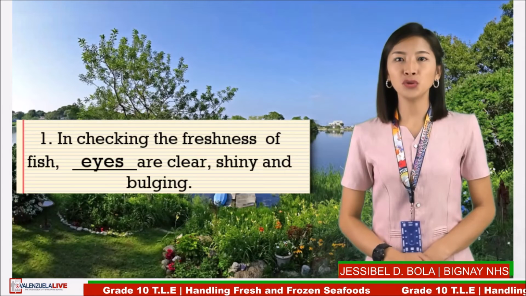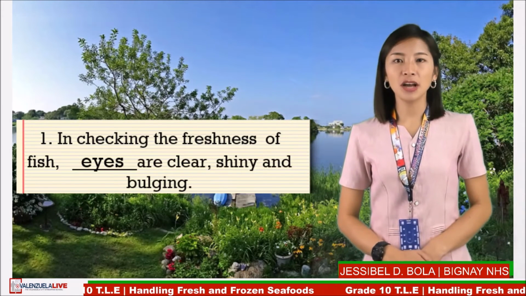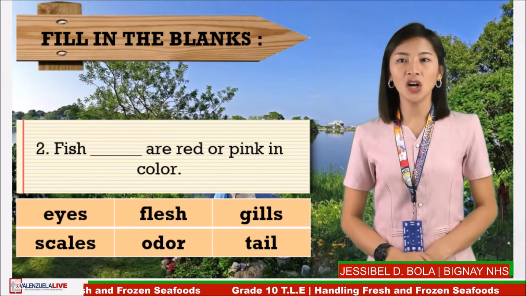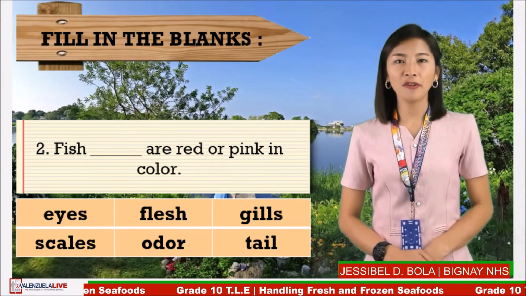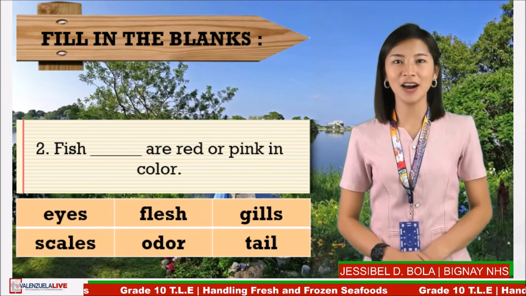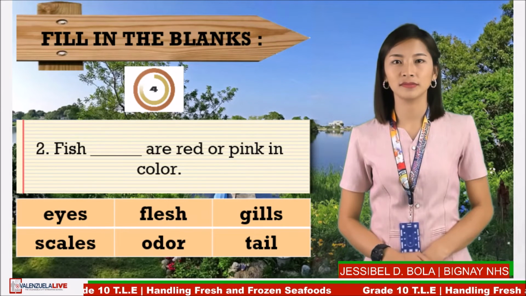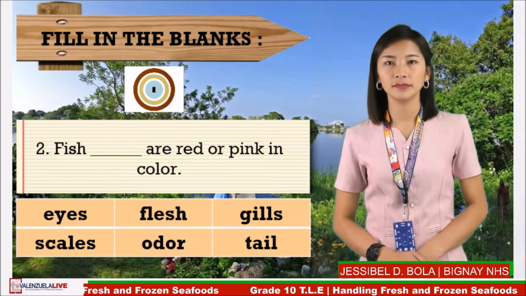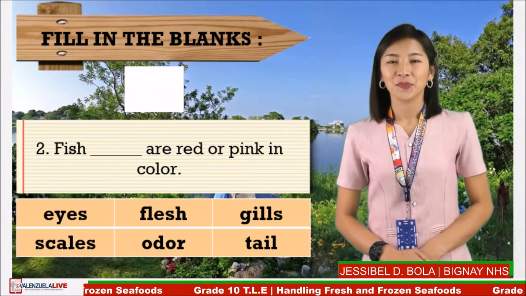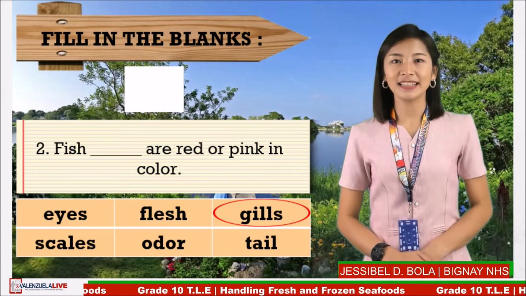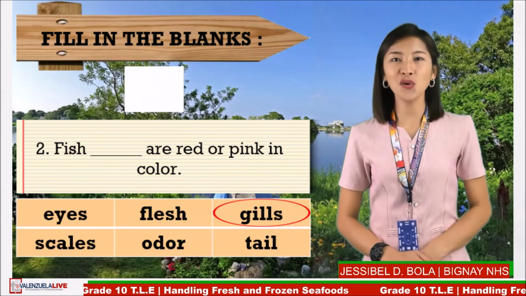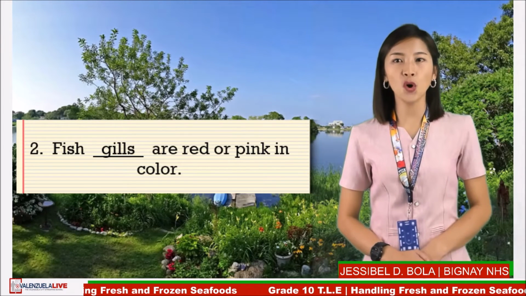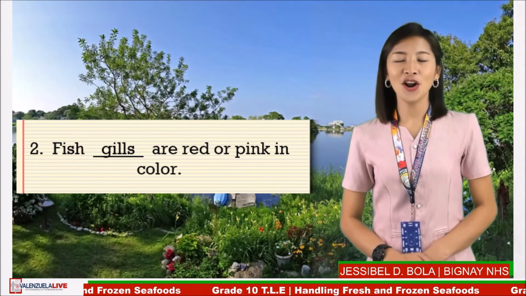Number 2. Fish blank are red or pink in color. Your 5 seconds starts now. Time is up. If your answer is gills, then you are correct. Fish gills are red or pink in color.